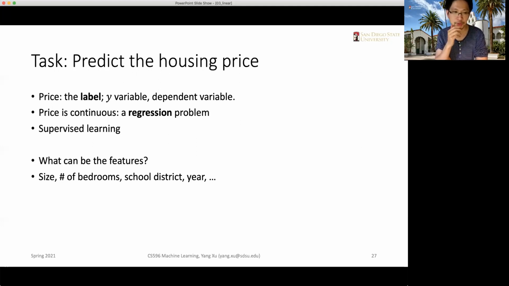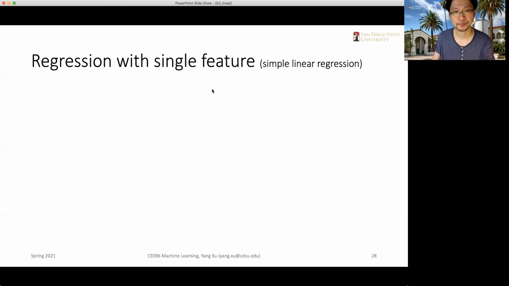So think about features, right? If we want to predict the price of a house, there are a bunch of features we can use. The most important features like size and number of bedrooms, school districts, which is the area, right? And in which year it is built, right? And a bunch of other features we can include, right?